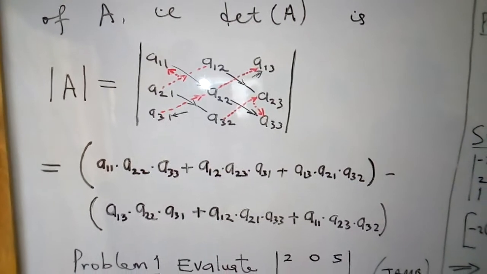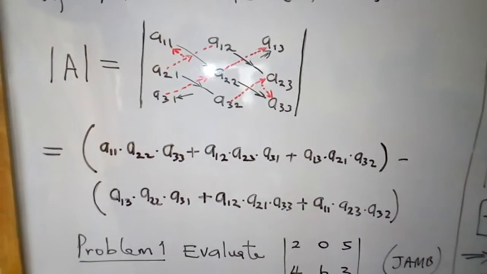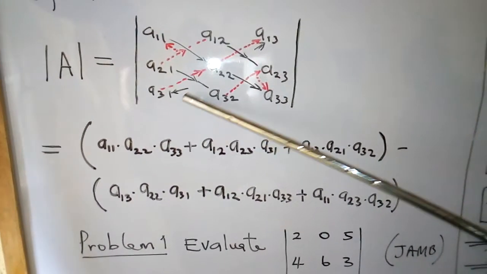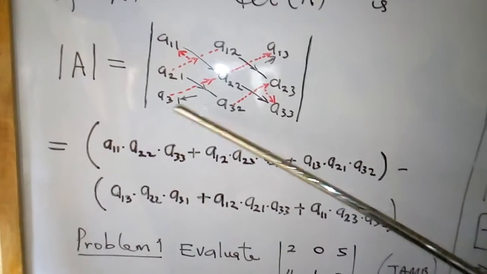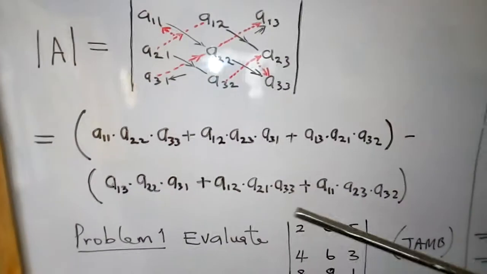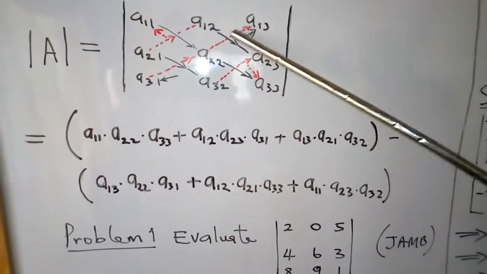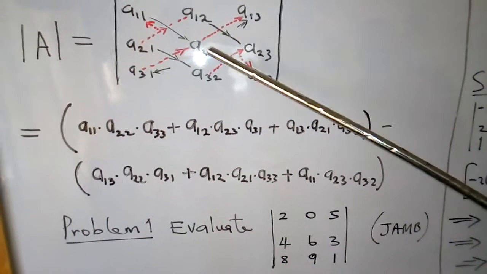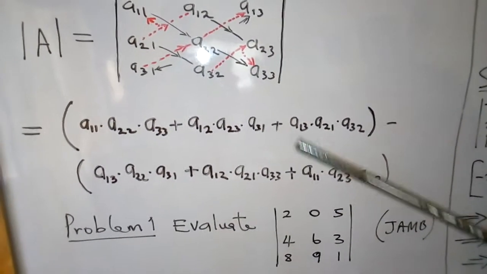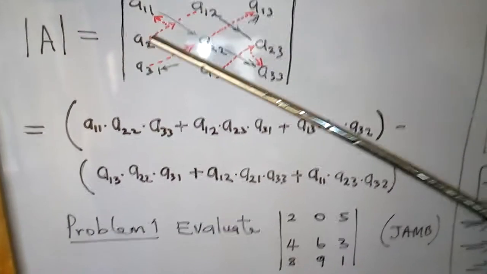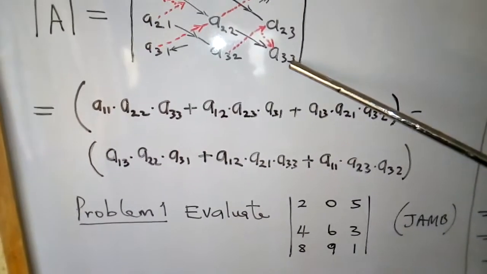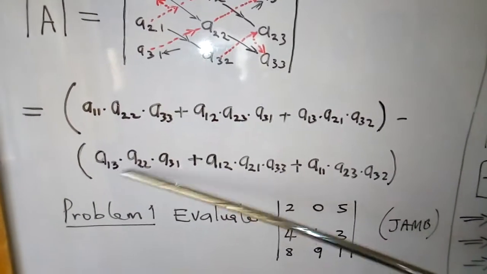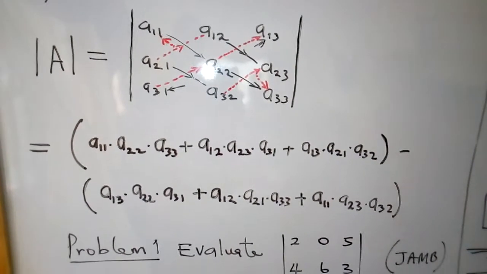A21, A32, minus the sum of the products of the secondary diagonal. This is the secondary diagonal. You see A13, A22, A31, which is this one. The dotted red arrows show the product of the secondary diagonal: A13, A22, A31 plus A12, A21, A33 plus A11, A23, A32. You can see it here. That is how we obtain the determinant of A.